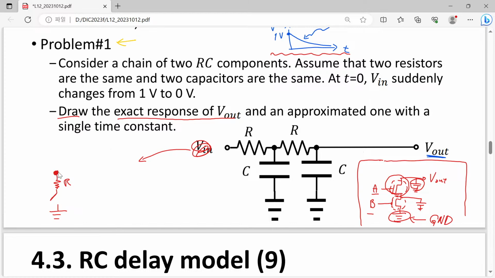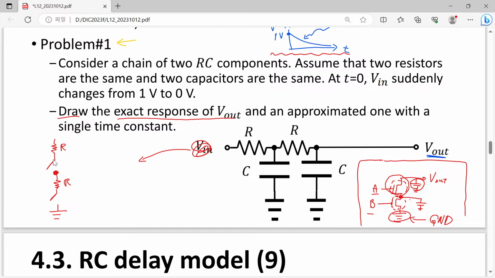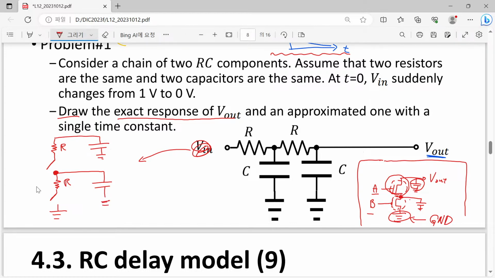This point corresponds to the shared point between A and B. And here we have once again another R. However, that was also previously disconnected. And here we have capacitance, and this also has capacitance. This is the situation when t is equal to or less than 0. So before switching, we had this kind of behavior.